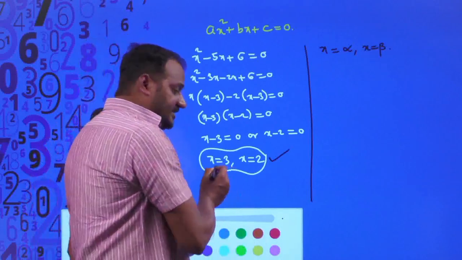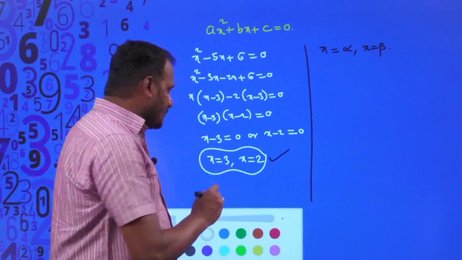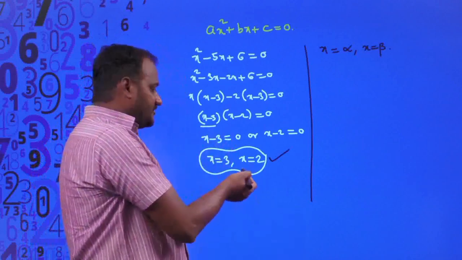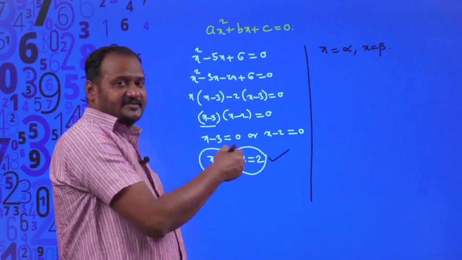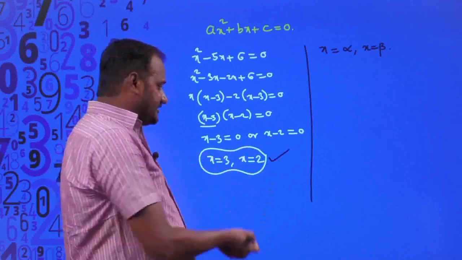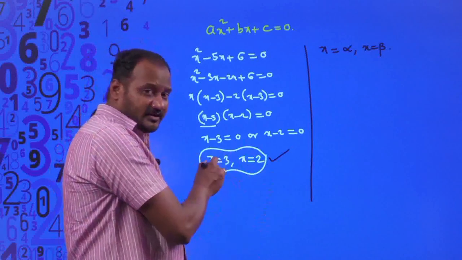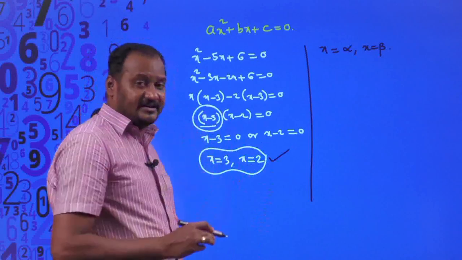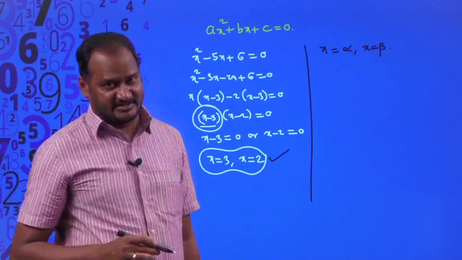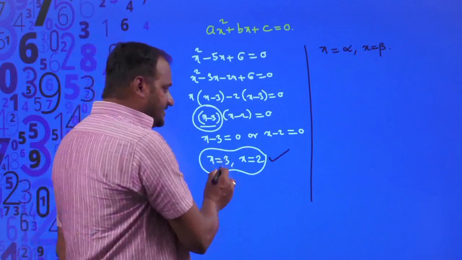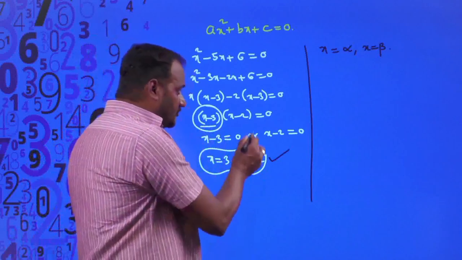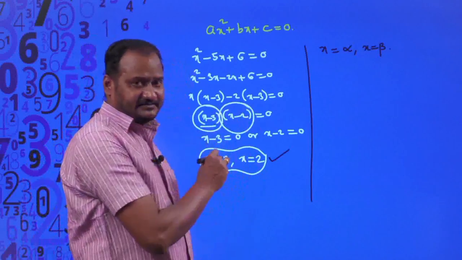If x is equal to 3 is a root, then what do you call this x minus 3? Because x is equal to 3, when you transpose 3 to this side, it would be x minus 3 equal to 0. So if 3 is a root of the quadratic equation, then x minus 3 is called a factor of the quadratic equation. When 3 is a root, then x minus 3 is a factor. Similarly, when 2 is a root, then x minus 2 is a factor, right?